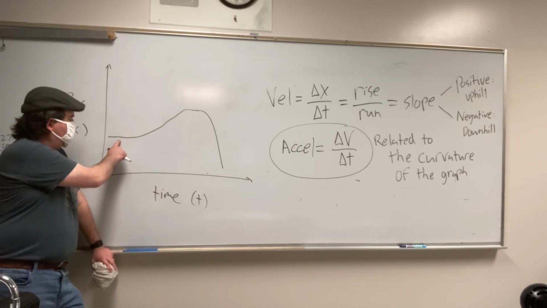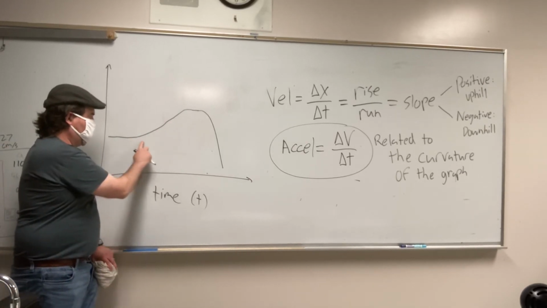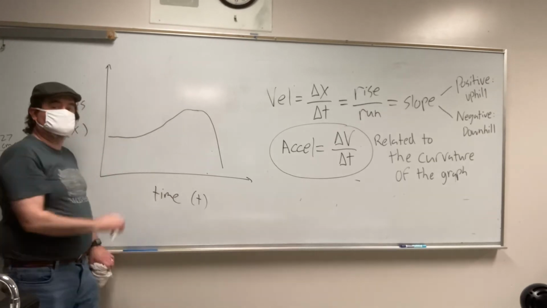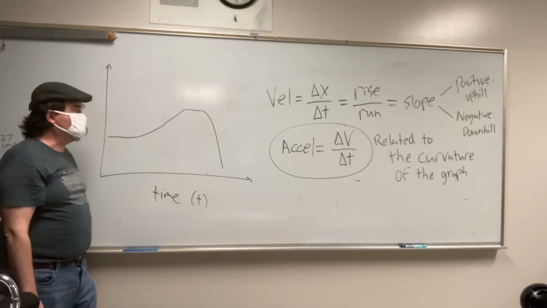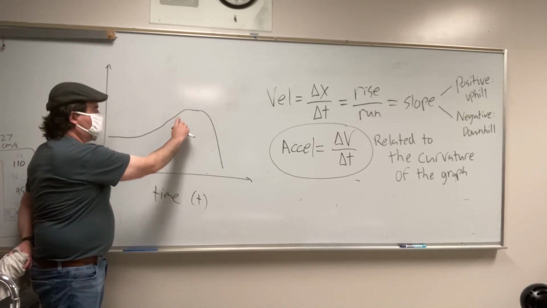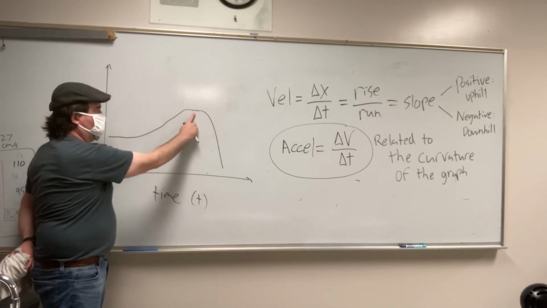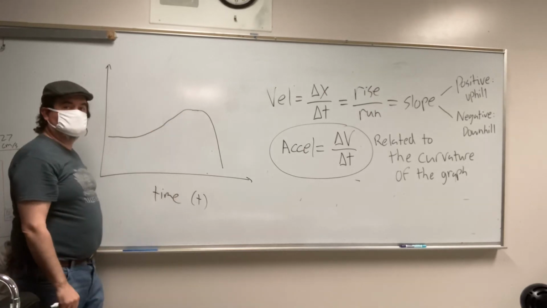In order to get from zero velocity to positive velocity, I have to increase my speed in the positive direction. So increasing a positive velocity, that's a positive acceleration. Here, it's very clear why this is negative, because I had a positive velocity and I want to get rid of it. So in order to get rid of the positive velocity, I need negative acceleration.